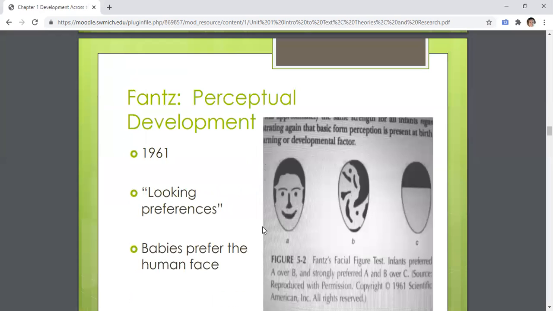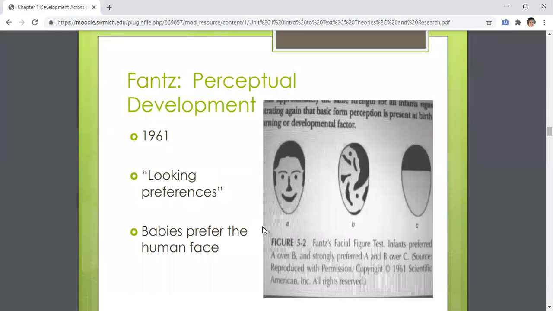One that you may not have heard of is Fantz. Fantz was all about perceptual development. If you've heard that babies prefer to look at human faces, Fantz's studies are where that comes from. So we will dive into Fantz's studies and look at how they were developed and how that research came to be the statement that babies prefer human faces by looking at their looking preferences.